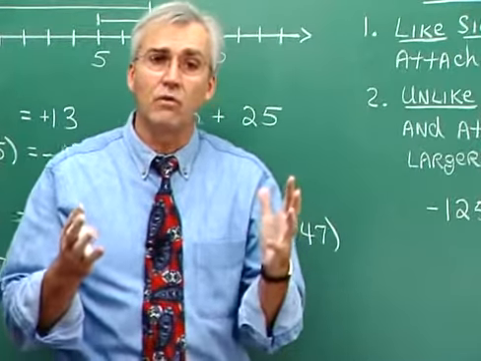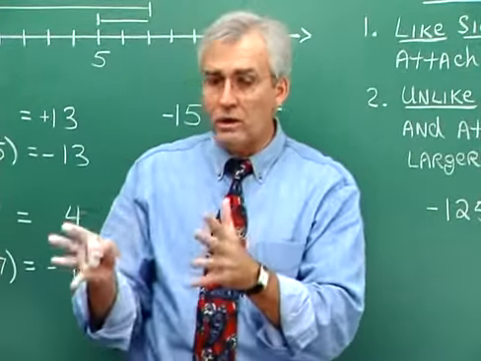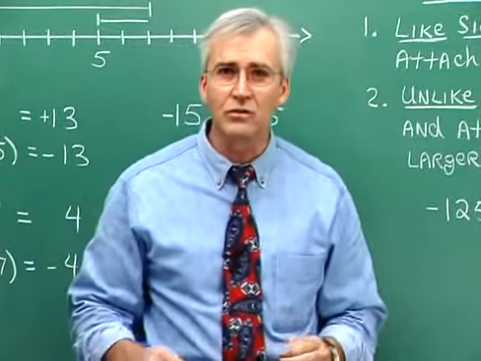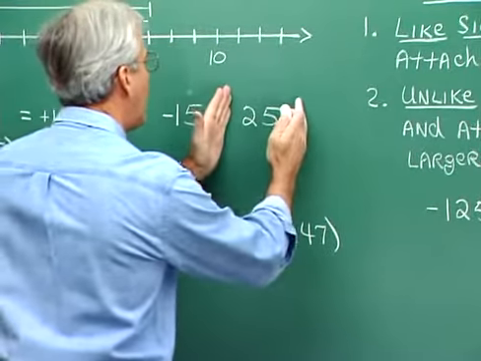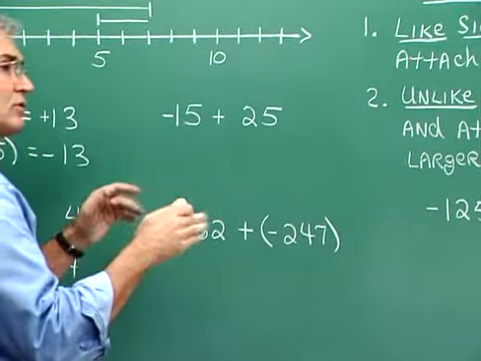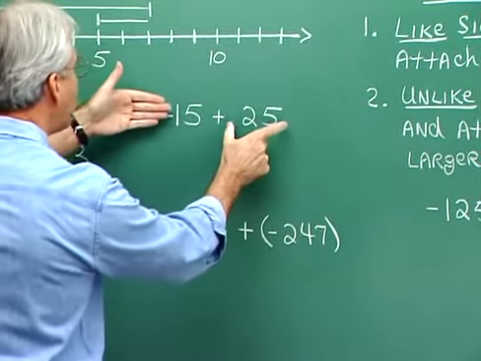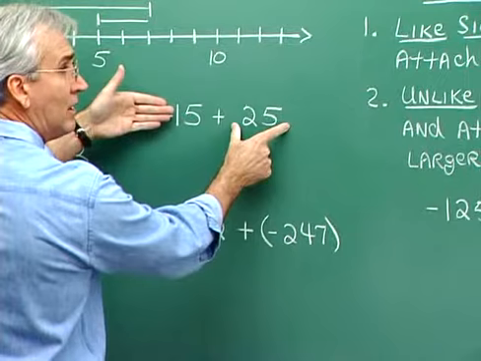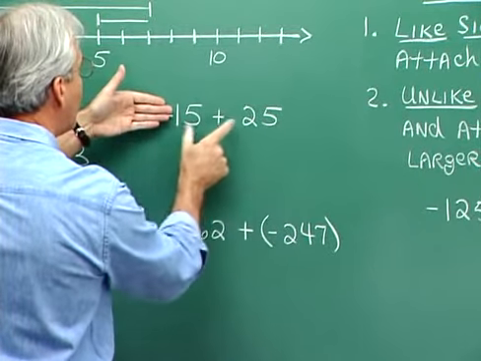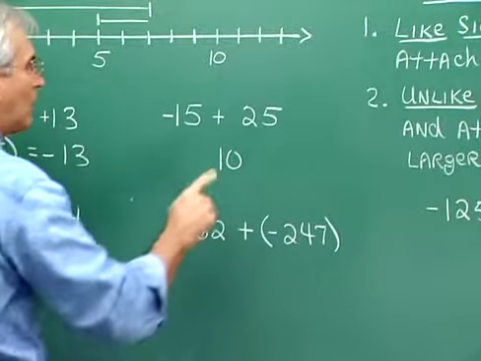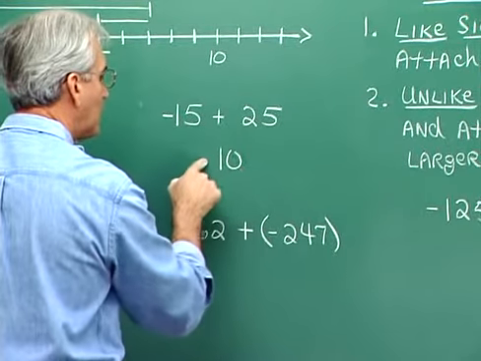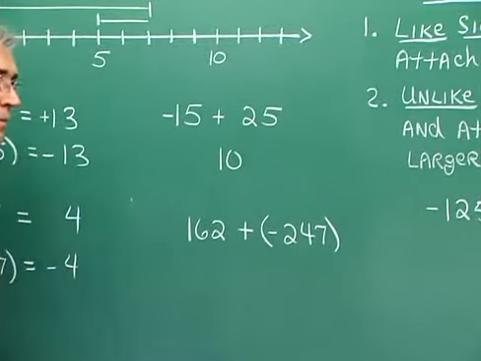You're just looking for like sign or unlike sign and get your head into the strategy for the solution to the problem. We have negative 15 with a positive 25. Signs are different, so subtract. We're taking the 15 from the 25. So 25 minus 15 would be 10, and attach the sign of the larger one. It's understood to be positive. The 10 is already understood to be positive.